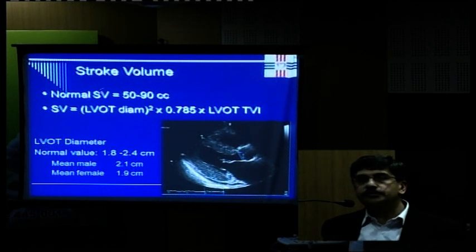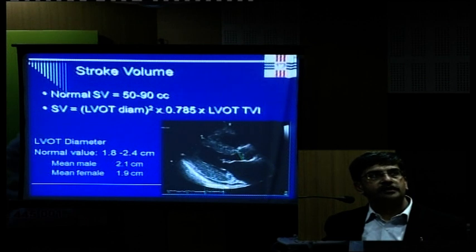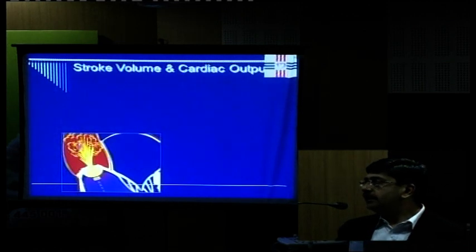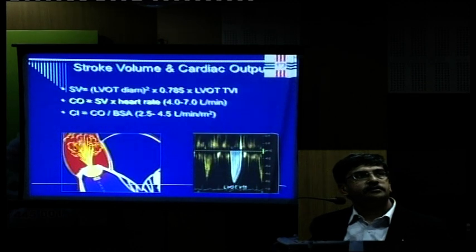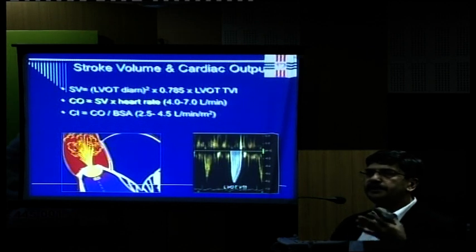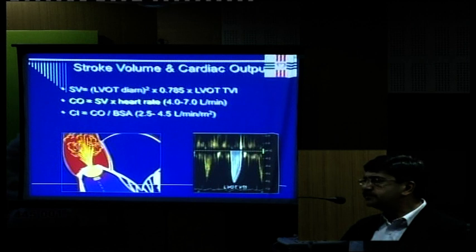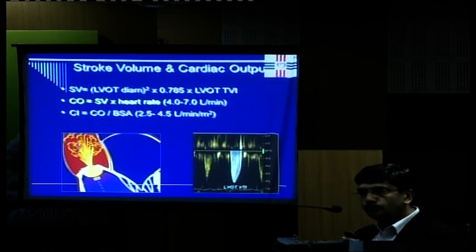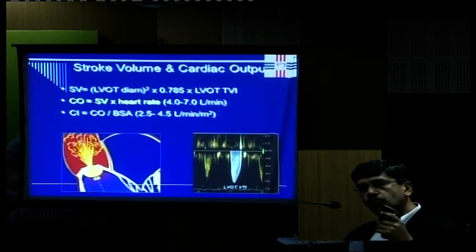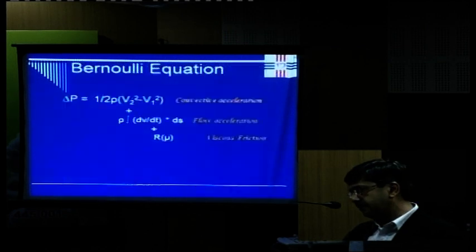Normal left ventricular stroke volume is 50 to 90. Stroke volume is equal to LVOT diameter into 0.785 into LVOT VTI. Correct? And if you multiply this with heart rate, it gives you cardiac output. Divide this by body surface area, it gives you cardiac index. So this is very simple, and mind you, it takes not more than 10 seconds to do it. We do it every day for many patients, and it takes only 10 seconds.